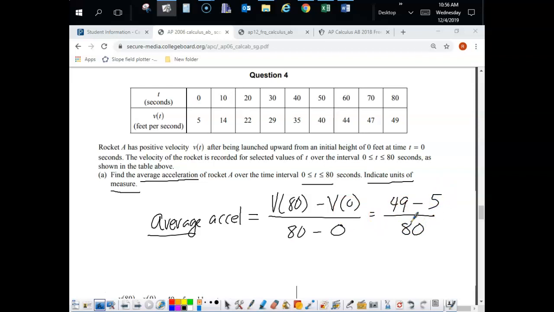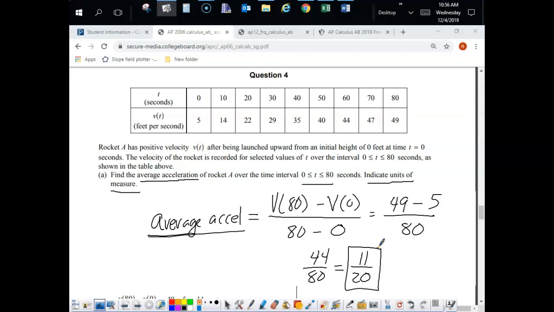And so we're left with 44 over 80, which we could probably just leave as our answer so that we don't make mistakes, but you can reduce it if you want to. 4 goes into 44 eleven times, and into 80 twenty times. But now we're not done though, okay? We've found the average acceleration. It's 11 over 20. However, they want the units.